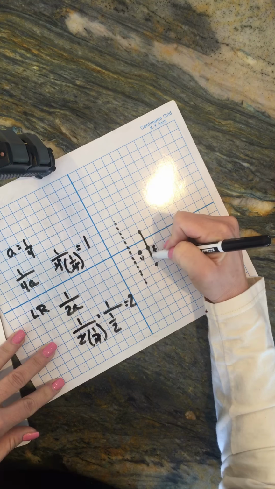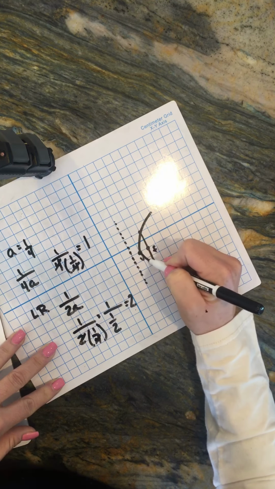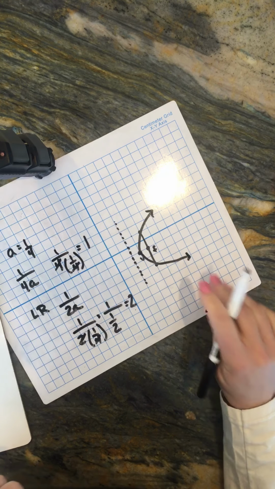So that's the latus rectum, and then we can connect our vertex to the endpoints of the latus rectum. And there is our parabola. So number 25, there you go.